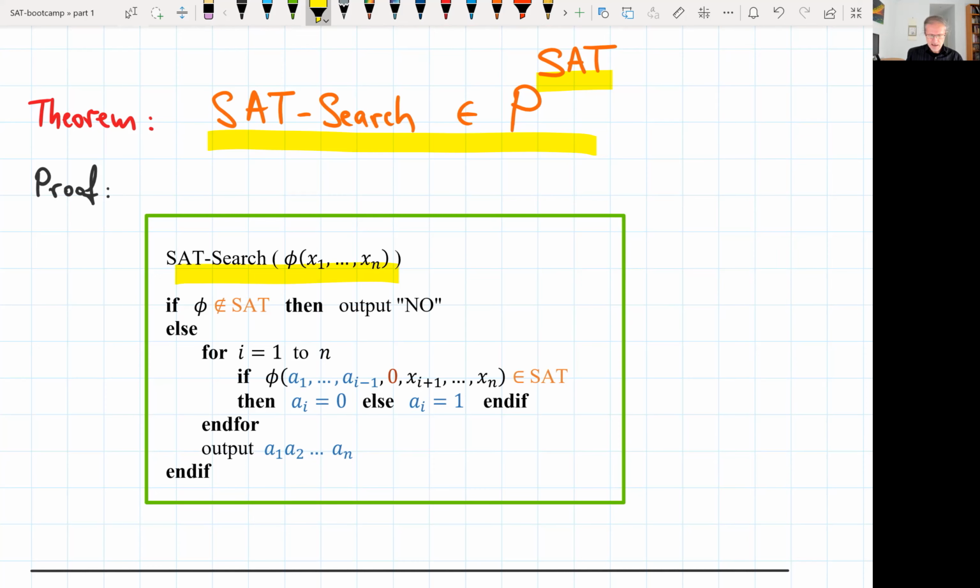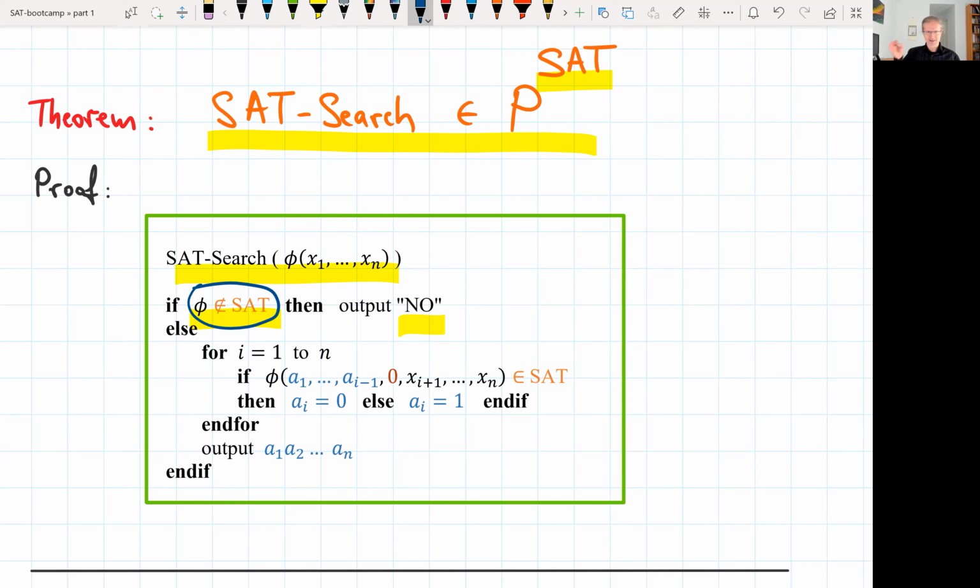Okay, so given such a phi, if phi is not satisfiable, then you output no. And this is my first oracle call to my SAT oracle in this algorithm. Otherwise, the formula phi is satisfiable. So you try searching for a satisfying assignment one bit at a time. So you want to find an assignment a1 through an to your variables, x1 through xn, starting with a1. You try the value 0 for a1, and you ask the question, if I plug in 0 for the variable x1 and look at the restricted formula where the other variables are free and x1 is replaced with a constant 0, is the new restricted formula still satisfiable?